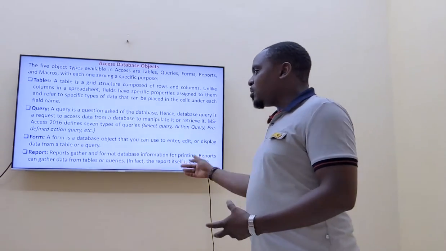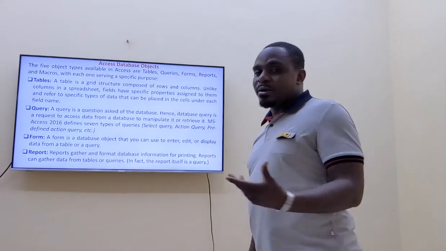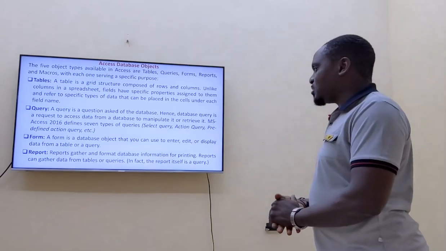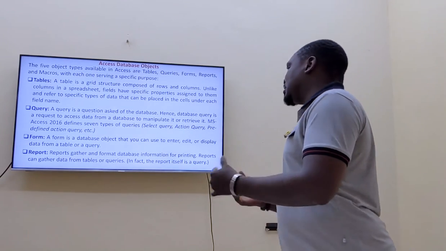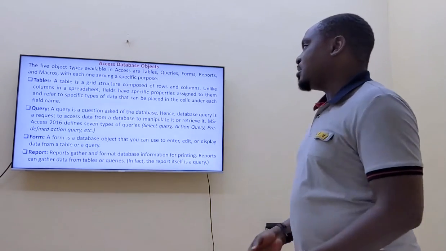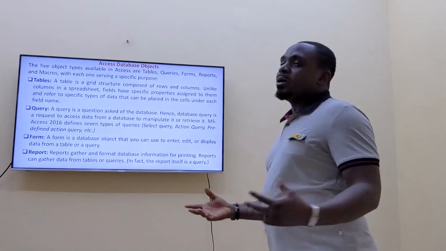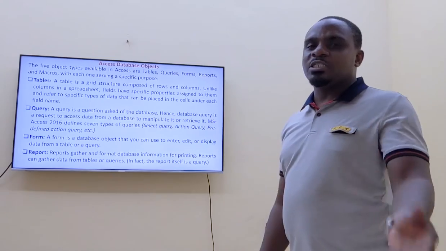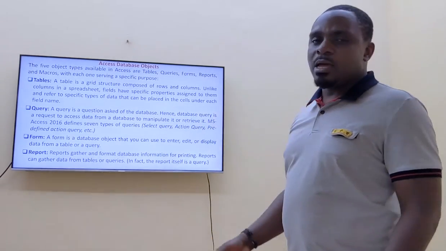There must be something that warrants you to carry out a query. Then we have a form. A form is a database object that you can use to enter, edit, or display data from a table or a query. Then we have reports. You can generate reports in Access.